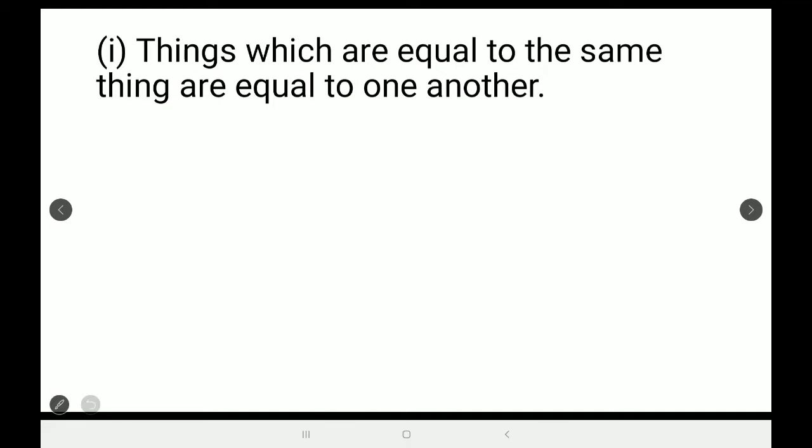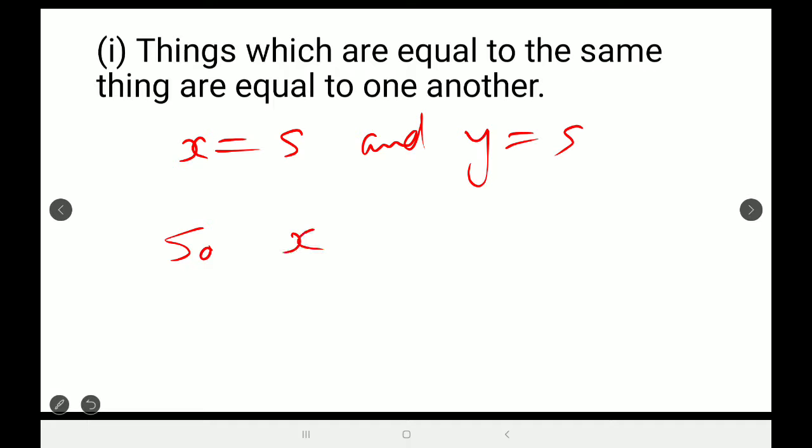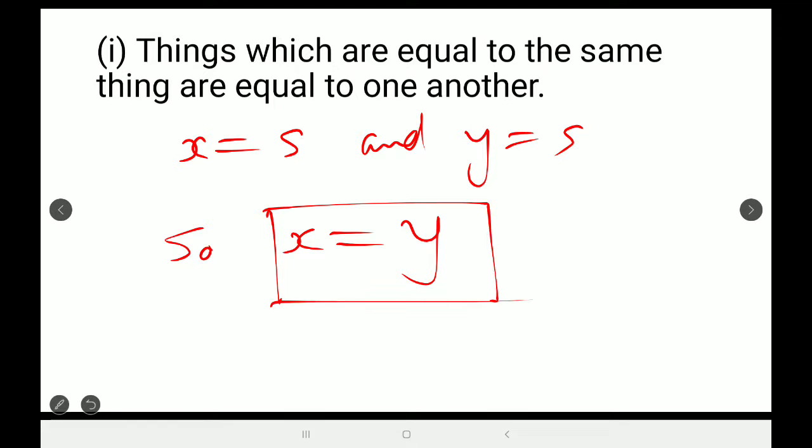First one, things which are equal to the same thing are equal to one another. Let's understand by a small example. For example, if x equal to 5 and y equal to 5, so we can write x equal to y. This is our first axiom.